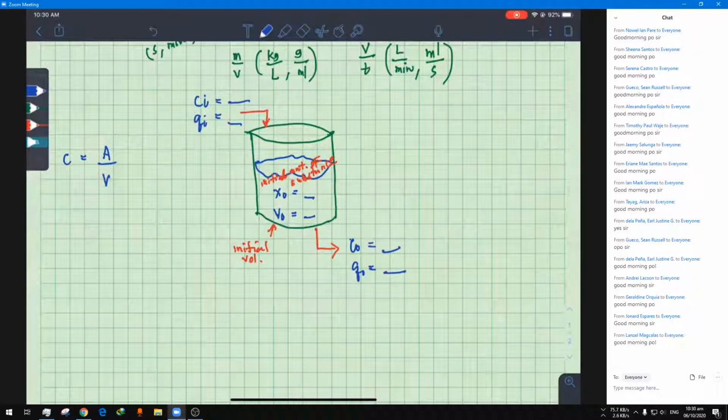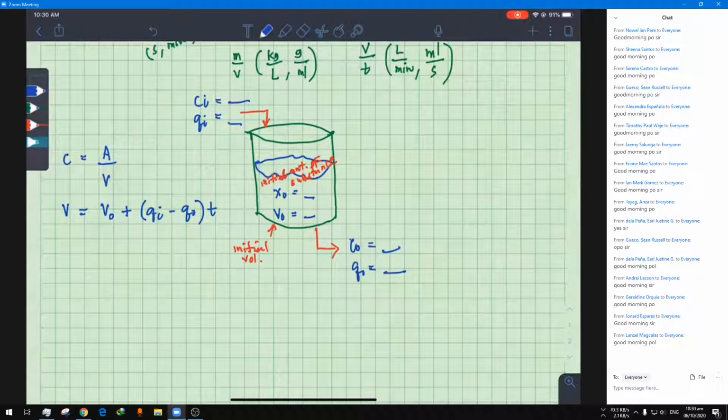Pero the volume naman, the volume of the mixture at any instant of time can be computed as well. Or, sorry, the volume at any time. So the volume at any time is equal to the initial volume plus Q sub I minus Q sub out times the time. Kasi nga, the volume of the mixture inside the container varies, depende on what would be our flow rate.